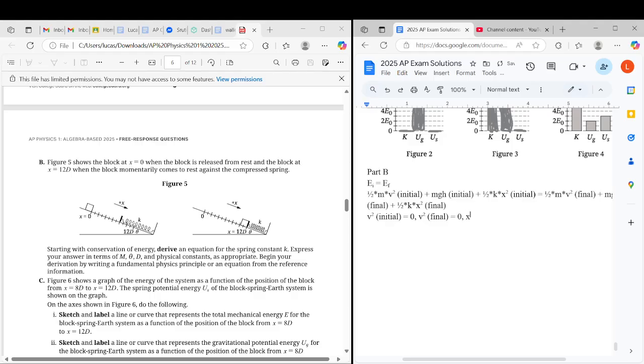And we can set x squared initial to 0, and then h final equals 0. Once we get all these 0 substitutions, we're left with mgh equals, and then we have to define h as well after this, and this would be 1/2 kx squared on this side.